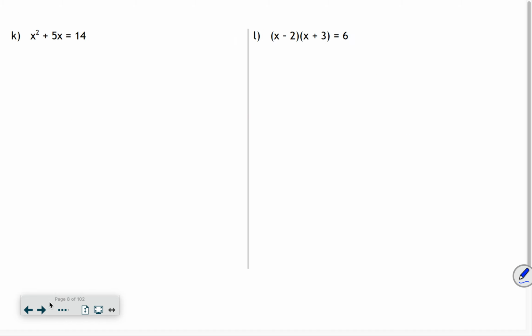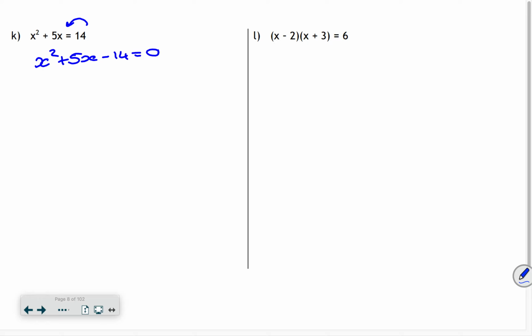The next example, what you'll see from these ones is we can't factorise yet because my right hand side is not equal to 0. So what I have to do here is take the 14 across and bring it over to the left hand side. So we get x squared plus 5x, take away 14 is equal to 0. Now I can go ahead and factorise.